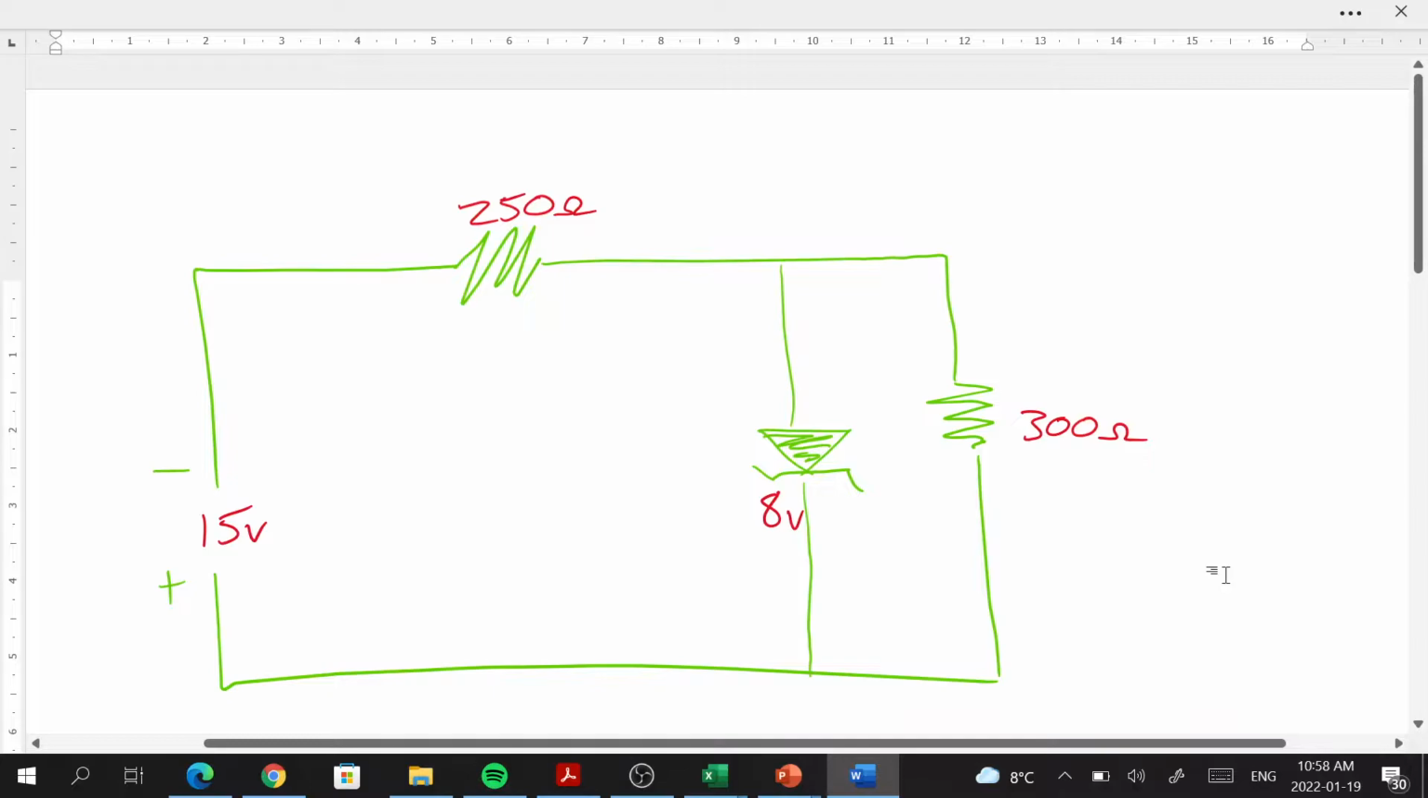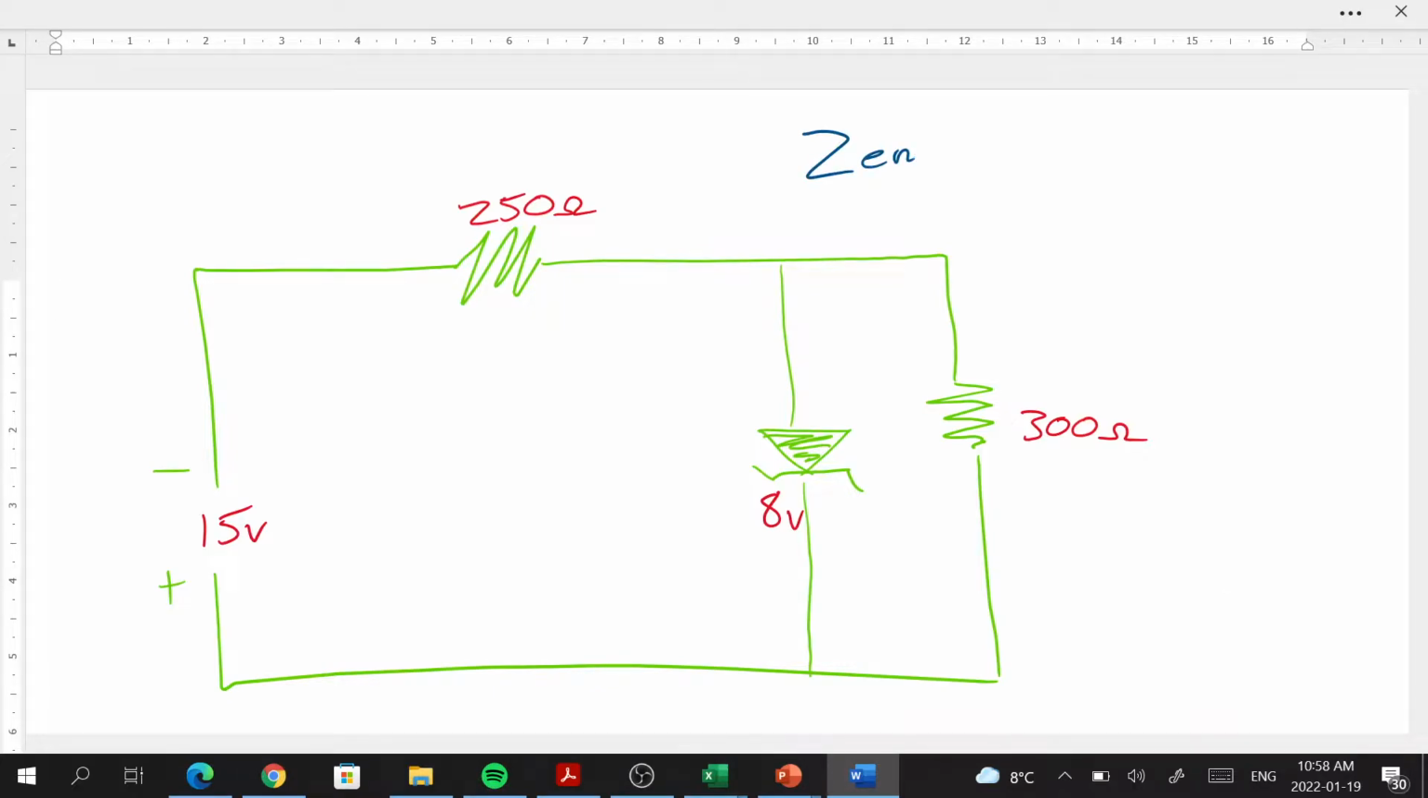Okay, so we're gonna solve this. This is a Zener regulator circuit. What's going on here is that we're using this Zener diode in reverse bias. You can see that the negative is connected to the anode of the Zener.